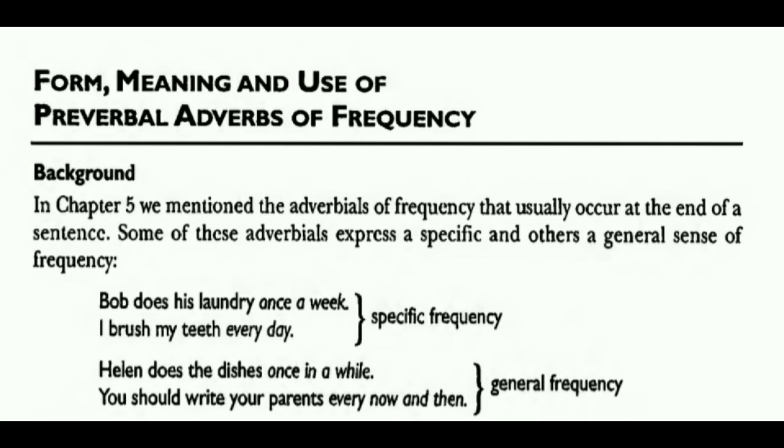Next, Helen does the dishes once in a while. You should write your parents every now and then. So the two italicized phrases, which are once in a while and every now and then, are examples of general frequency. Why? Helen does the dishes once in a while. When is that once in a while? Unlike the specific frequency, once a week, you would immediately recognize that it is once a week.